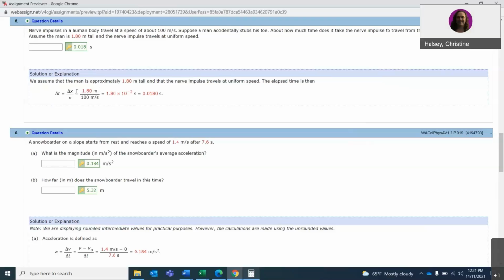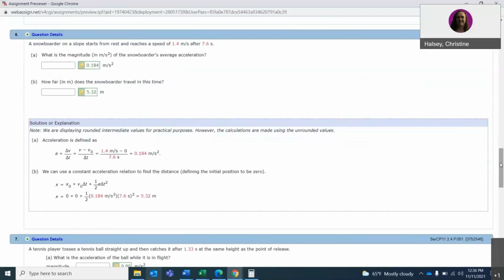All right, so that's simply taking the distance, or the change in x, divided by the speed. So in this case, 1.8 meters divided by 100.